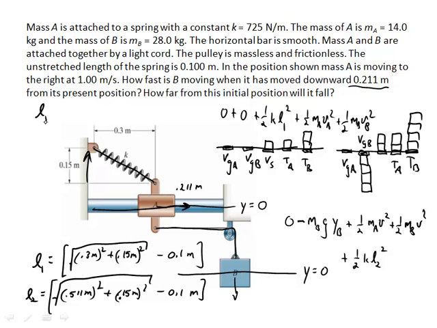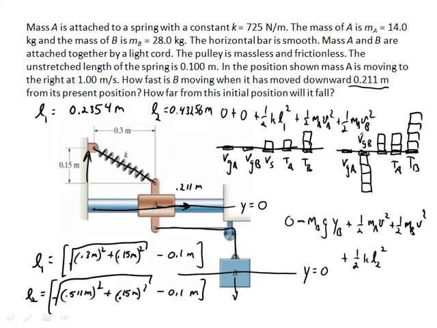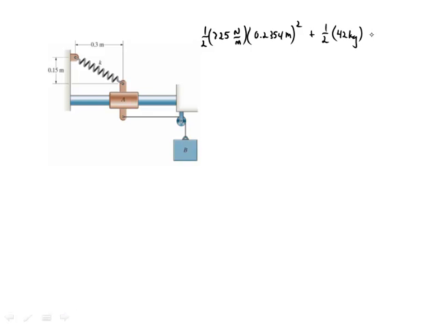So when I work this out, I get L1 is equal to 0.2354 meters, and L2 is 0.43256 meters. We're putting these numbers into our equations. I get 1/2, 725 newtons per meter, 0.2354 meters squared, that is 1/2 kx squared, potential energy of the spring, plus 1/2. Now I'm just going to combine both of these masses together because VA and VB are the same. So 14 kilograms and 28, so that's 42 kilograms. And I started off at 1 meter per second squared. So there's my initial energy.